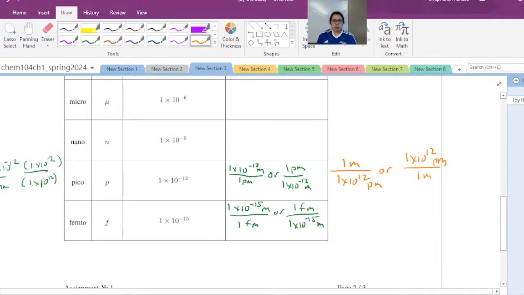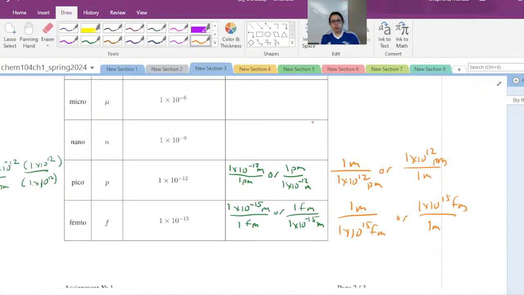So then femtometers, well, if I have 1 meter, then I need a lot of femtometers, right, a bunch of tiny meters. So 1 times 10 to the 15 femtometers is equal to 1 meter. So maybe take another 2-3 minutes to try to fill this out on your own, and then we'll just go through from the top down to fill this together.